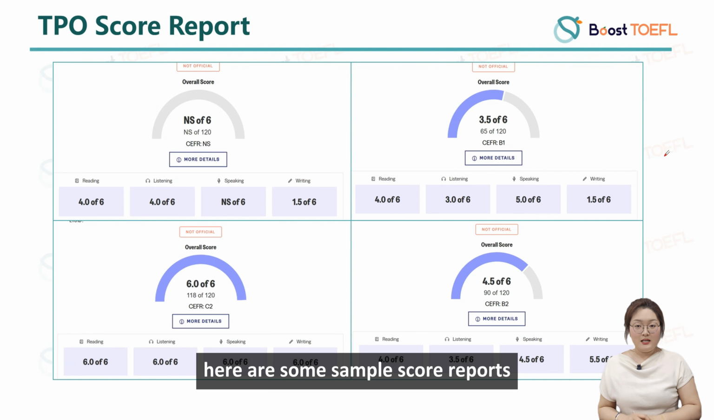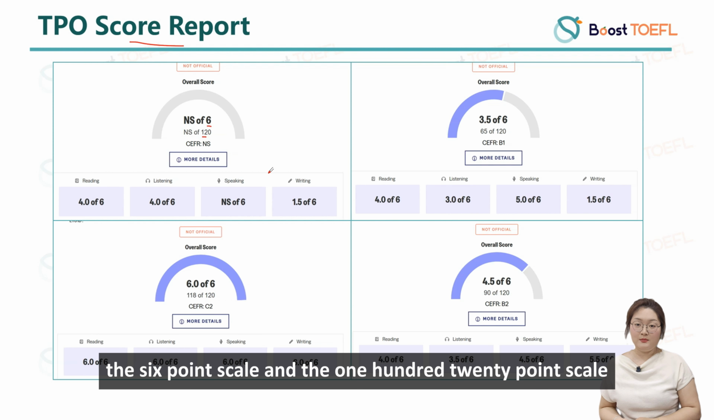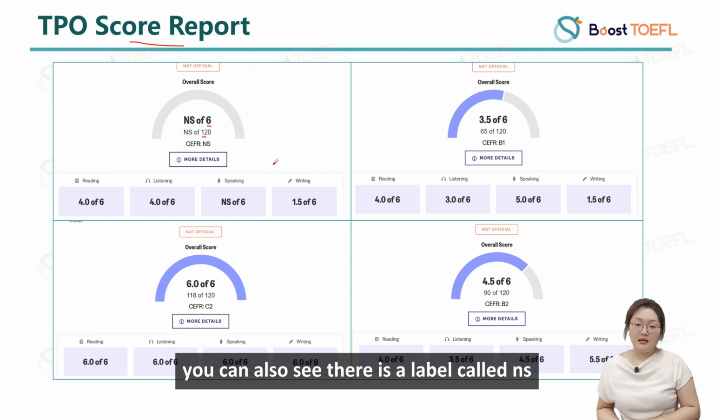Okay, here are some sample score reports. You can see your total score and each section score, both on the 6-point scale and the 120-point scale. You can also see there is a label called NS. It means no score. So you have to be careful. If your answer is totally off topic, you might get no score at all.